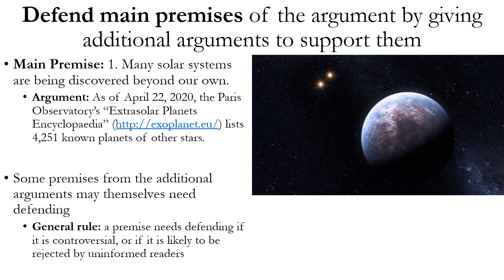As a general rule, a premise needs defending either if it's controversial or if it might be rejected by uninformed readers. So something you can leave undefended would be something that is widely believed or is defended by experts. But in the case that something is defended by experts and is not widely known, it still may be to your advantage to defend it in your argument.